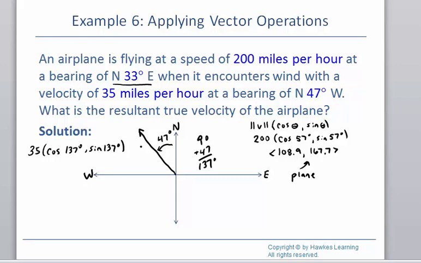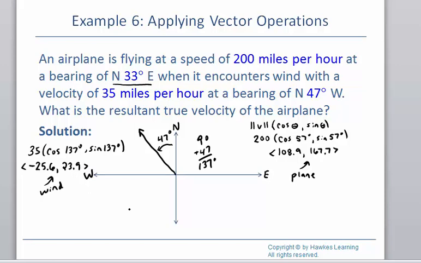All right, so now I'm going to, in my calculator, do 35 times cosine of 137, and that's going to give me negative 25.6. And then I'm going to do 35 times sine 137, and that's going to give me 23.9. All right, and so this is the vector representation for the wind.